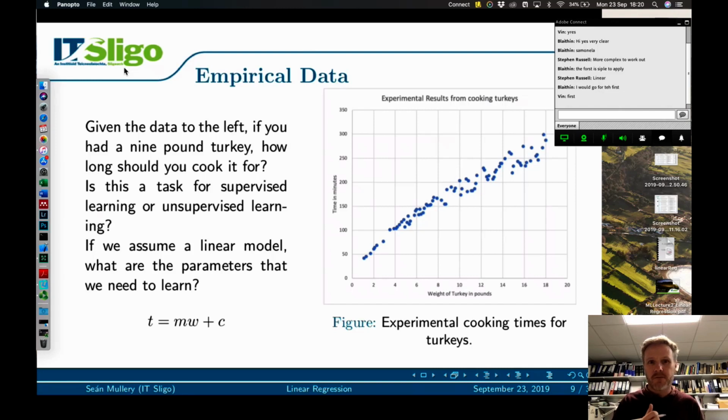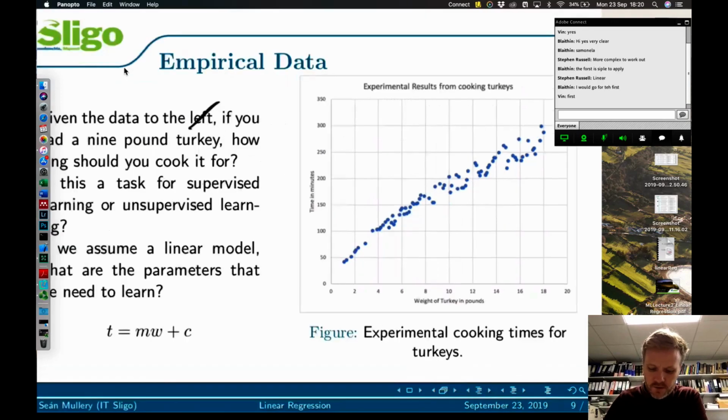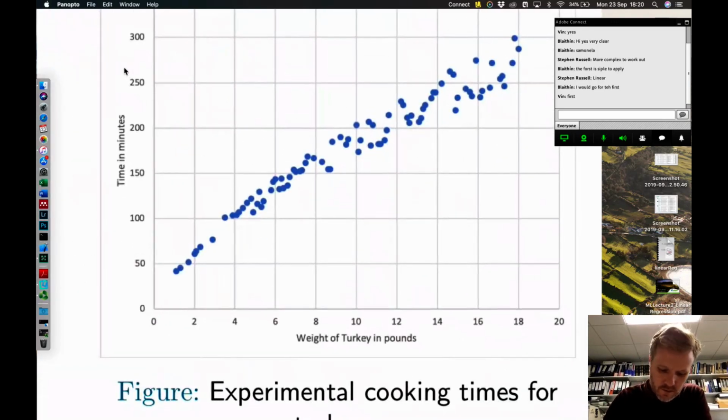So given the data to the left, I don't know why I've said to the left, it's on the right clearly, so we'll ignore that. If you had a 9-pound turkey, how long should you cook it for? What we would do in this particular case is come up here at 9 in a straight line and see where we'd meet. As you can see here, there are a few candidates: we've one there, one there, and one there as data points. But you can see that there's quite a bit of difference between those data points.